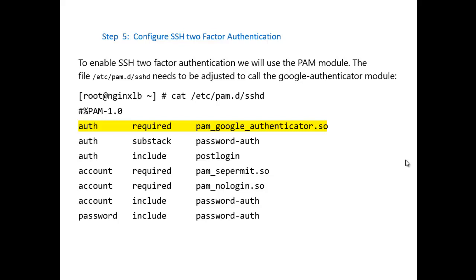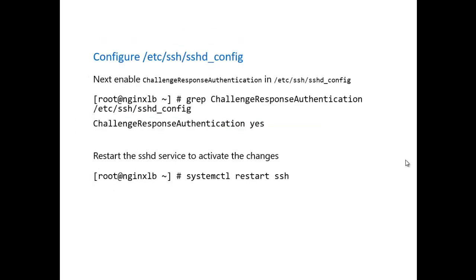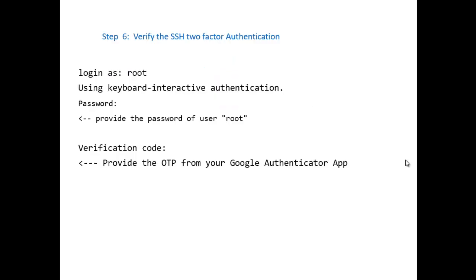Fifth step, configure SSH two-factor authentication. To enable SSH two-factor authentication in the PAM module, use vi /etc/pam.d/sshd and add the Google Authenticator PAM. And enable the challenge response authentication and verify the SSH two-factor authentication by logging in.